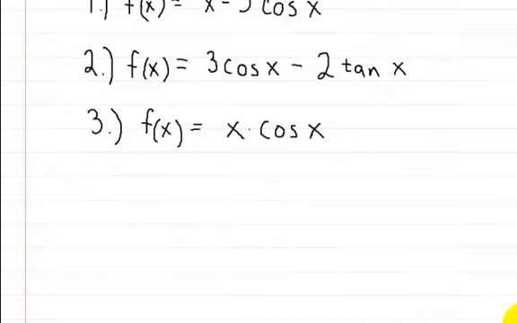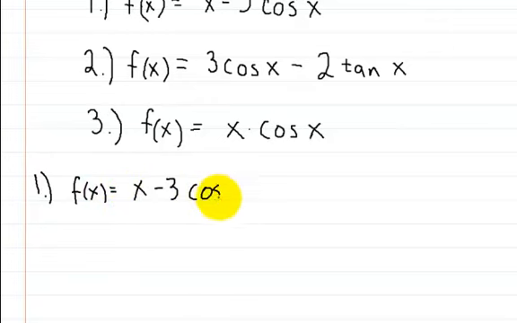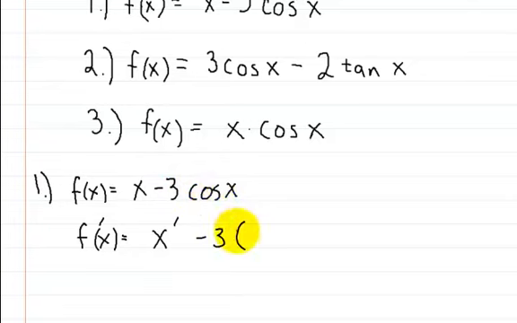For number one, f of x is equal to x minus 3 cosine x. Let's start off by taking the derivative of this. Since the terms are separate, we can do them separately. The derivative of f of x: we take the derivative of x by itself, minus, and since 3 is a constant, we can take it out of this component. Then you have cosine of x, and you can take the derivative of that.